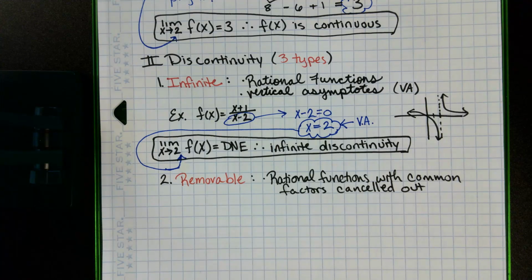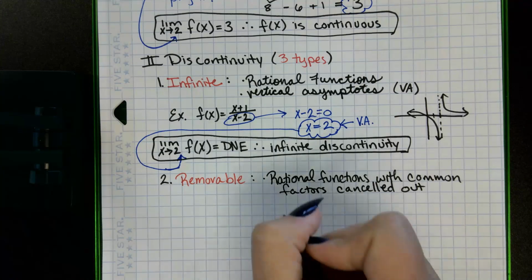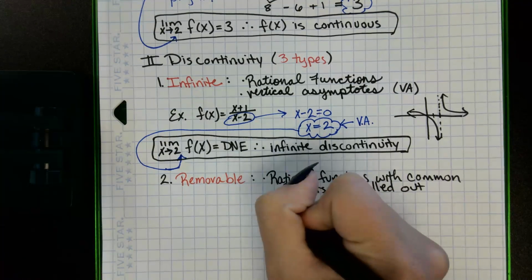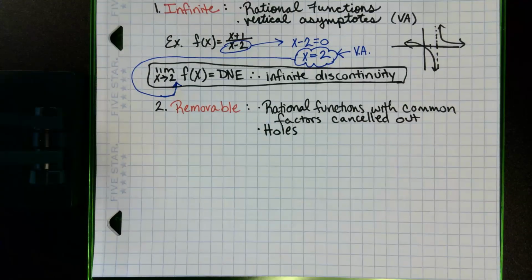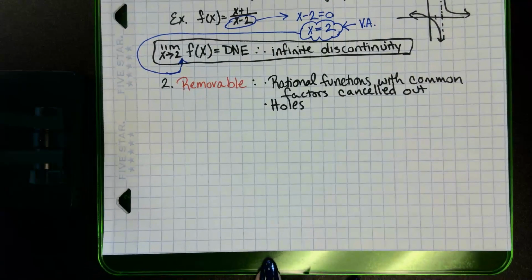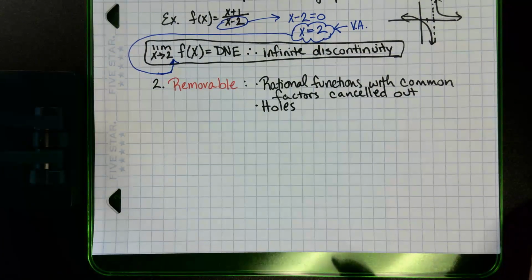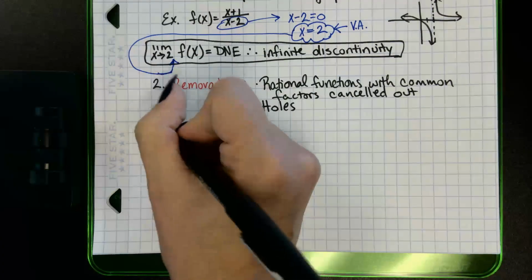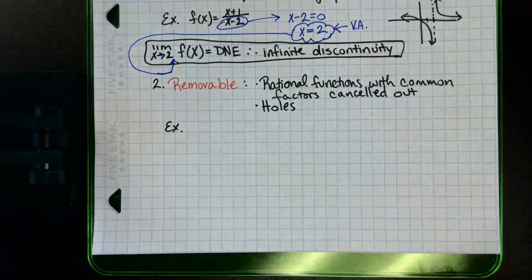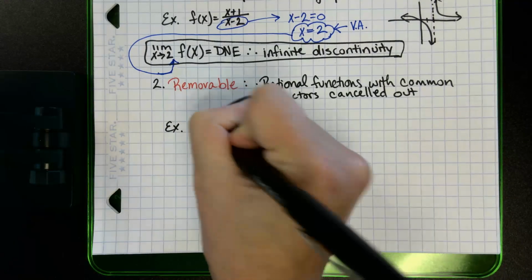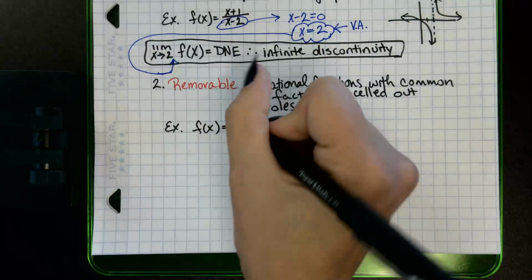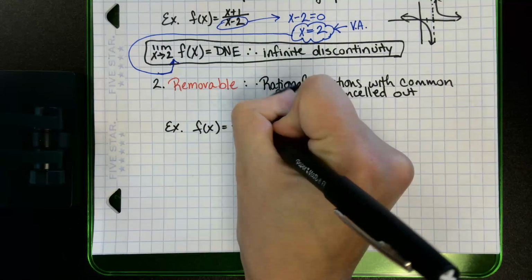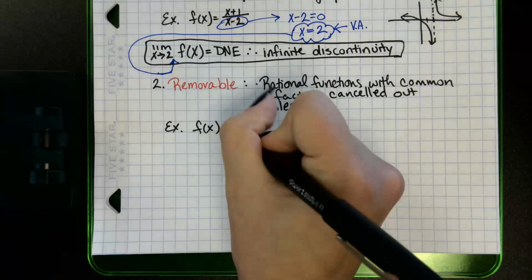When you simplify your rational function and cancel your factors, you create a hole in your graph. So, holes. Let's do an example here. When f of x equals, the numerator is x squared minus 9, and the denominator is x minus 3.